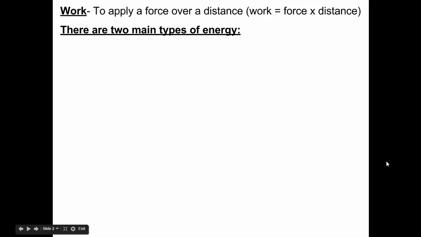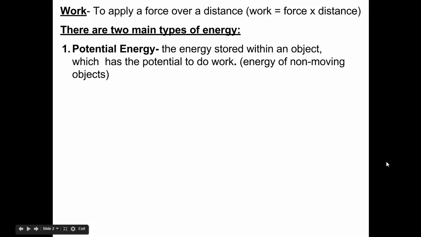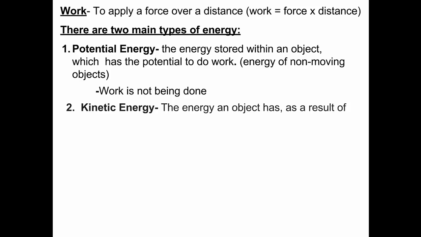There are two main types of energy that we're going to be talking about today. The first one is potential energy, and that's the energy that is stored within an object which has the potential to do work. It's the energy of non-moving objects. So with potential energy, work is not currently being done, but it has the potential to be done. There's a possibility of work being done.